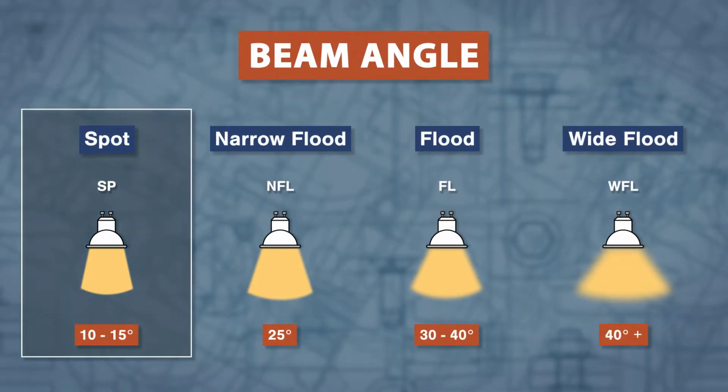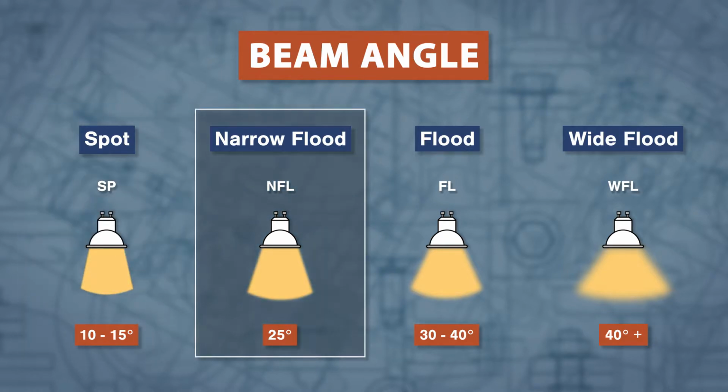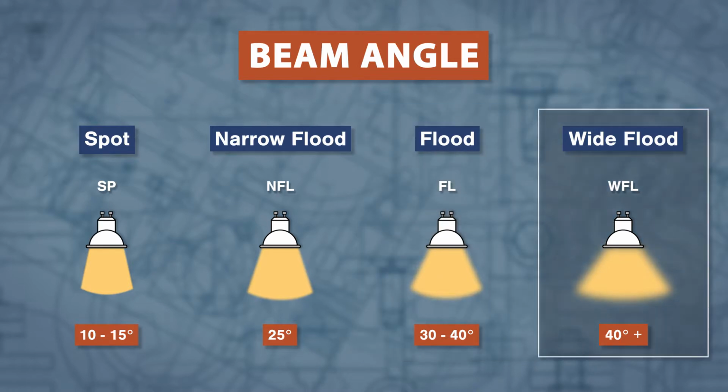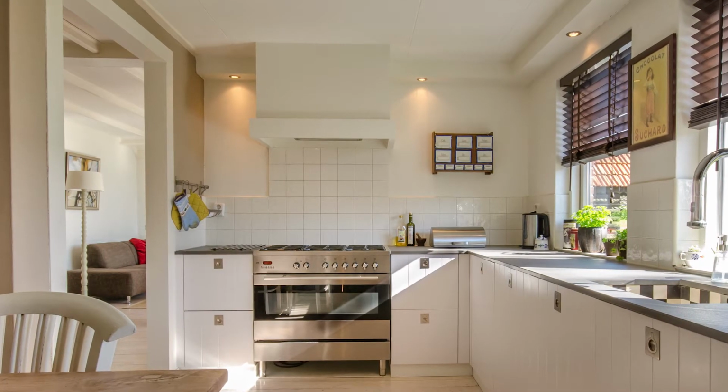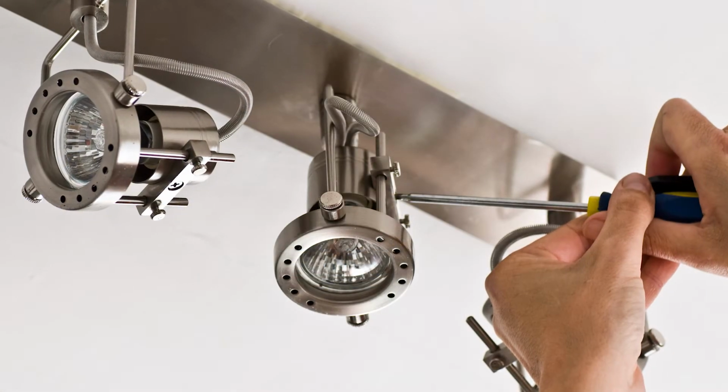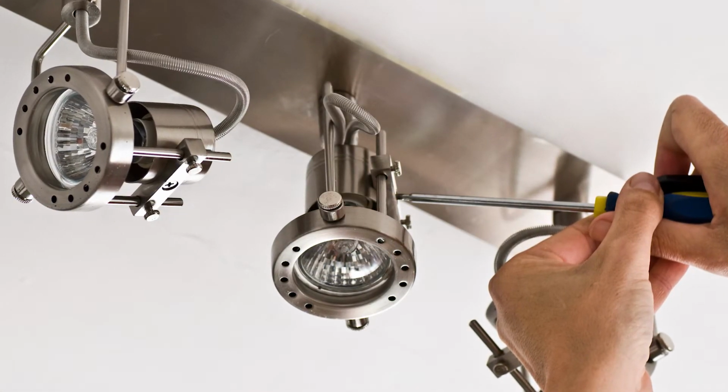Spotlights, or SP, generally have a 10 to 15 degree beam angle. Narrow flood, or NFL, have a beam angle of around 25 degrees. Flood, or FL, is around 30 to 40 degrees. And a wide flood, or WFL, is 40 degrees and above. There are some slight differences between manufacturers, but knowing these abbreviations can still help you find the right replacement bulb.